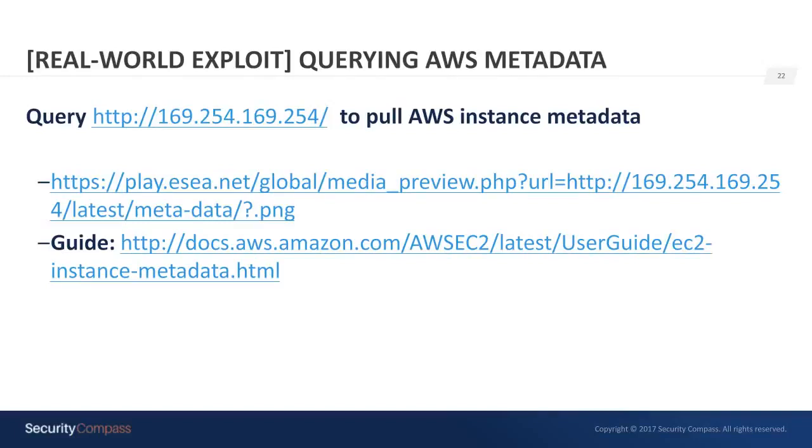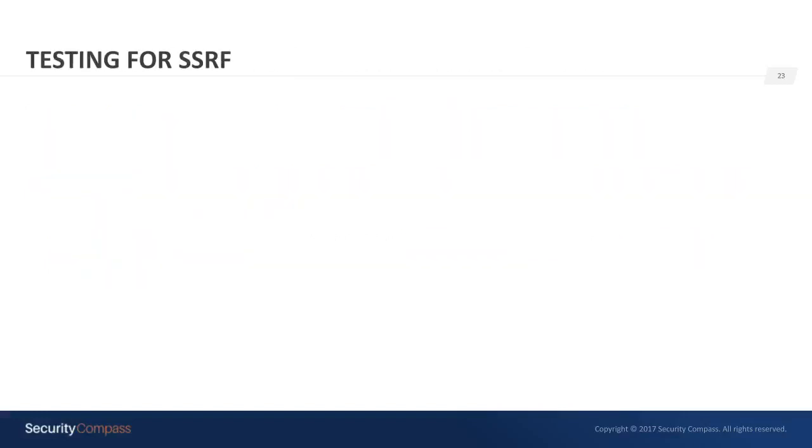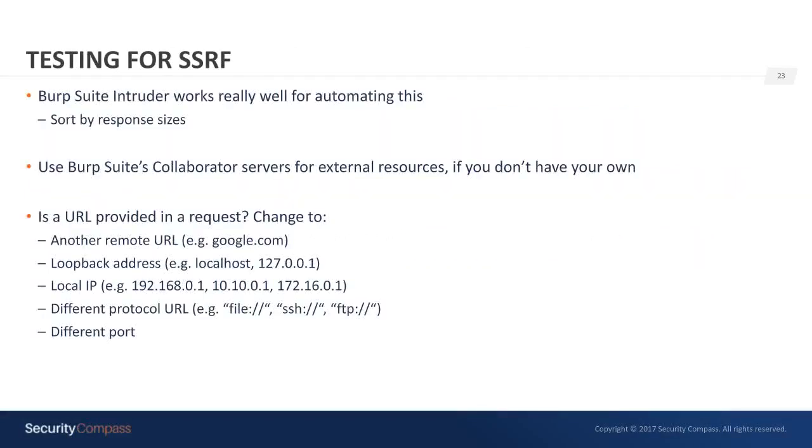Here is an example. Again, you use the same parameter called URL, but now, because you know that you can use this IP address to pull data, you go ahead and do that, right? And there is, in fact, a publicly available guide that tells you all about the kind of metadata that you could look for. How would you test for the request forgery?